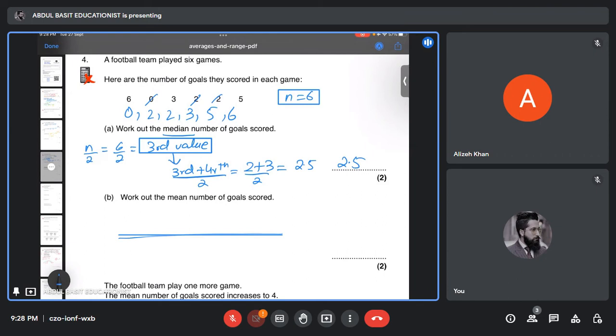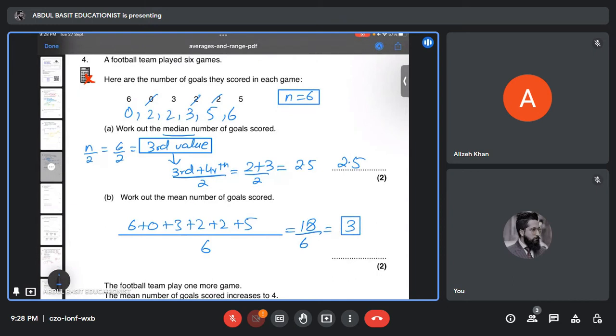So sum of all divided by the number of values. How many numbers are there? 6. 6 plus 0 plus 3 plus 2 plus 2 plus 5. Add them. 6 plus 0 is 6. 6 plus 3 is 9. 9 plus 2 is 11. 11 plus 2 is 13. 13 plus 5 is 18. And 18 divided by 6 is equal to 3.